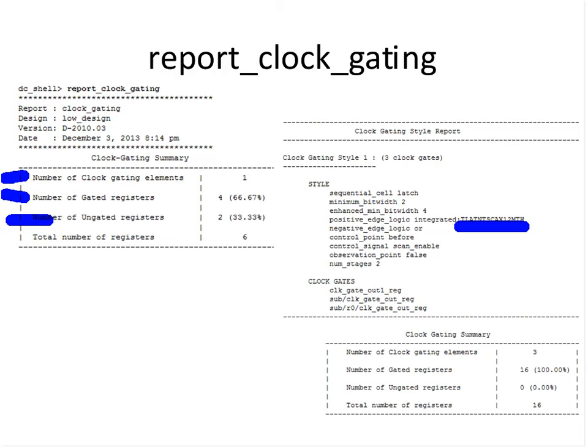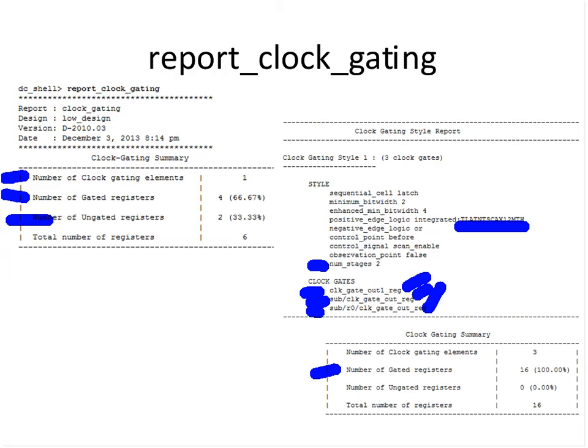Negative edge logic is OR, control point is before, control signal is scan enable, which is related to DFT, let us not go into that. Number of stages is 2. These are the clock gates, so there are three clock gates that are inserted. This is the summary again, very similar to the left hand side summary. It tells us that 100% of registers are gated.